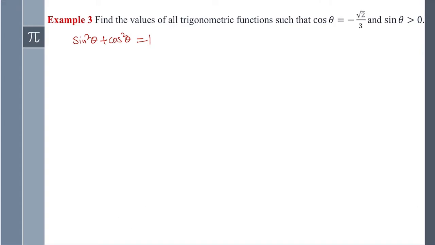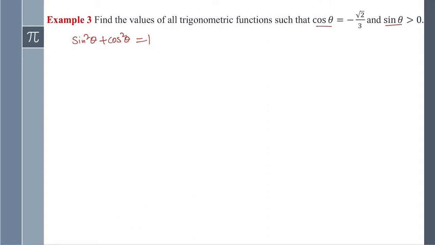Always, if you are given cosine and asked to find sine, or if you are given sine and asked to find cosine, you have to use the Pythagorean identity, because that's the only identity that we have that builds a relationship between sine and cosine. We are given cosine theta and want to find sine theta, so we can solve for sine. If you subtract cosine squared on both sides, you get sine squared theta equals 1 minus cosine squared theta. This is one of the equivalent identities that we looked at earlier.